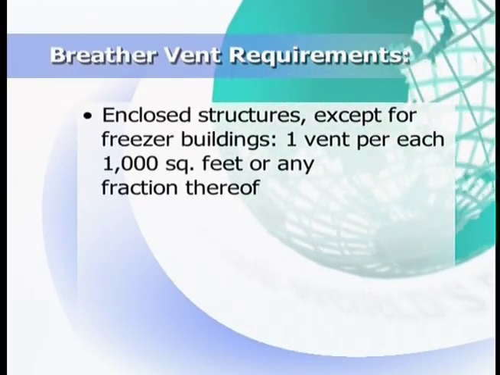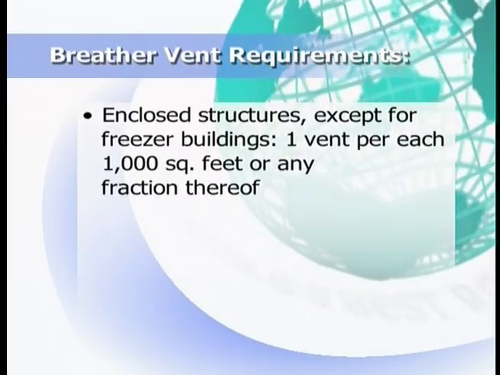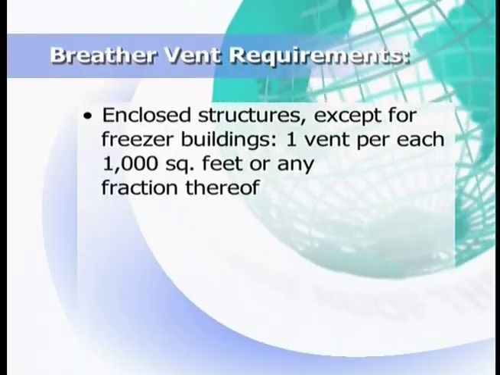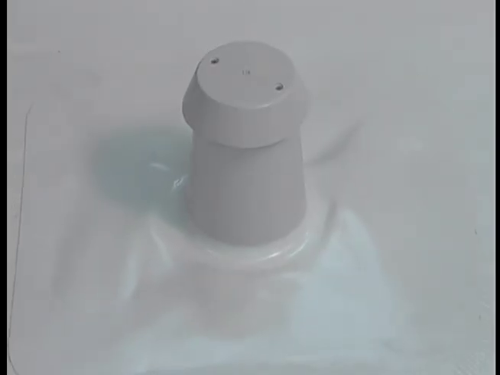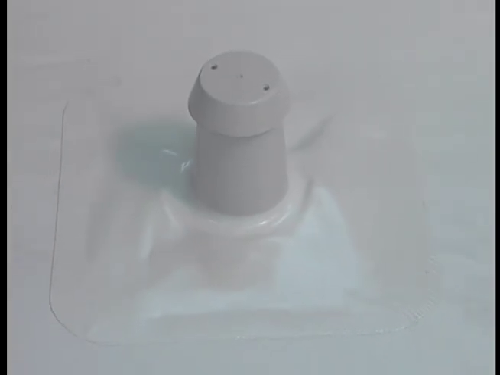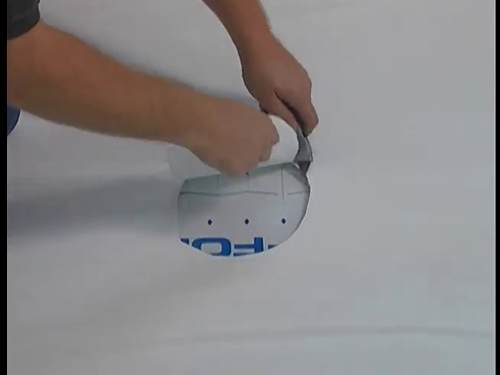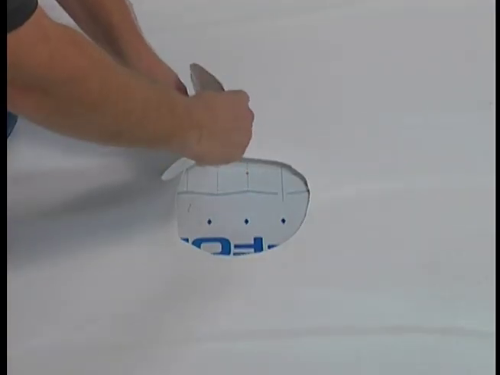Duro-Last vents are required on all enclosed structures except for freezer buildings at the rate of one vent for each 1,000 square feet or any fraction thereof, with a minimum of one per roof area. You must space vents equally across the deck membrane. Duro-Last breather vents come with a prefabricated skirt that you will use to weld to the roof membrane to create a watertight seal. To install a vent, cut a 7-inch diameter hole in the Duro-Last membrane at the vent location.